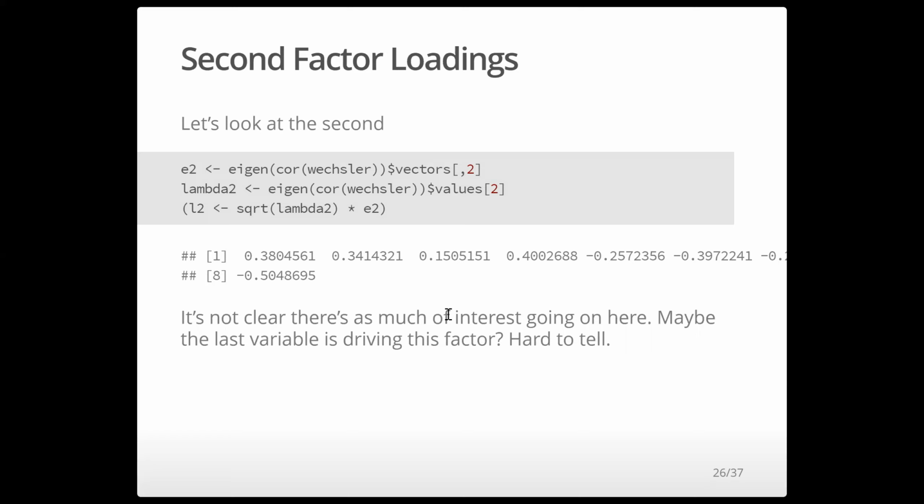So here we can get the second set of factor loadings. This is if we wanted to do the two-factor solution. And it's not super clear that there's much going on here. None of these sort of jump out and yell that they're loading highly onto the second factor.